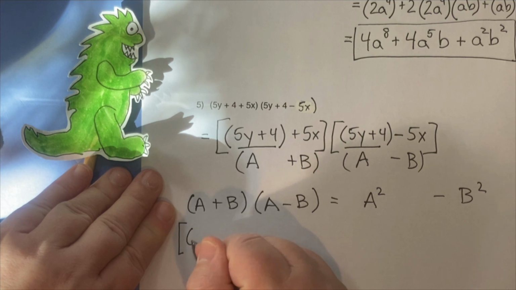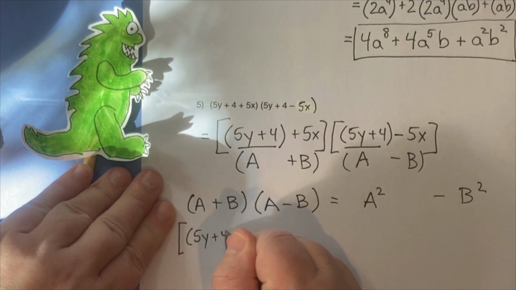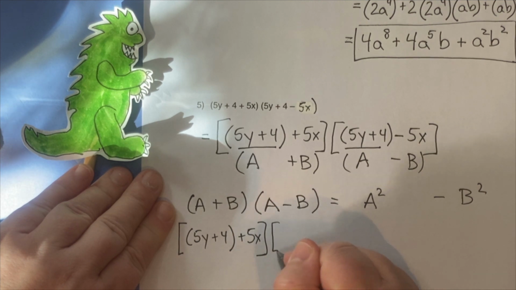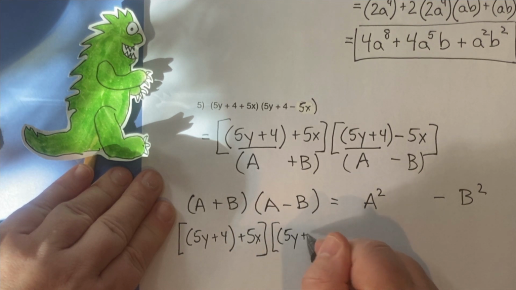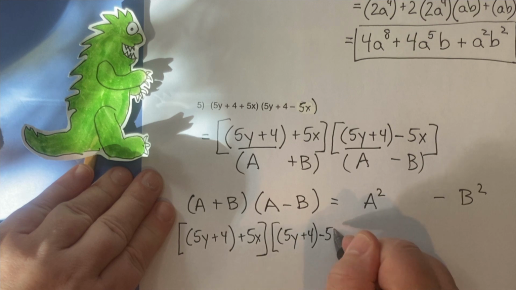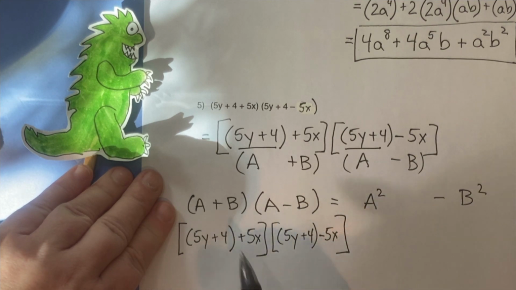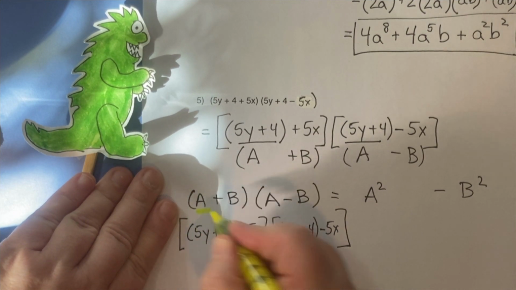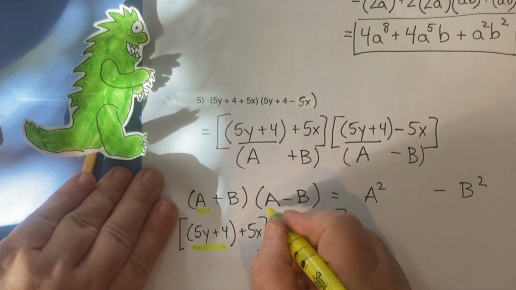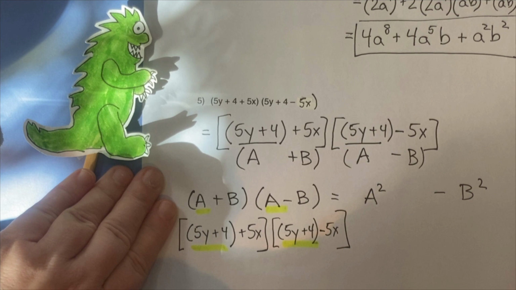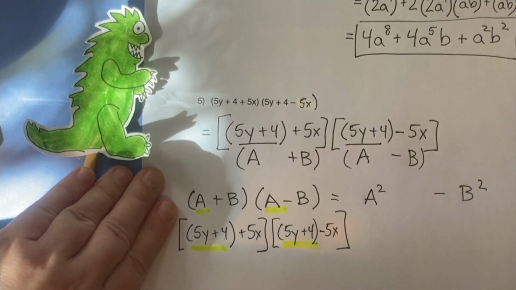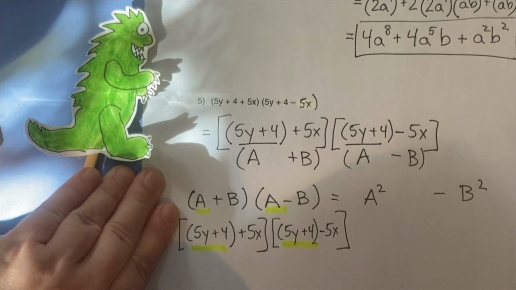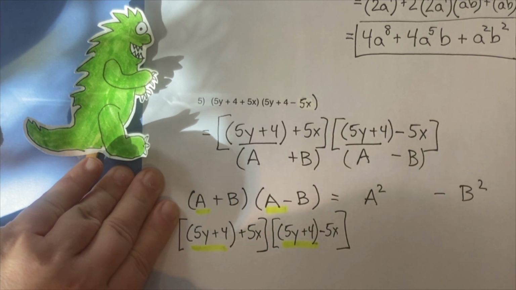So I've got 5y plus 4 plus 5x times 5y plus 4 minus 5x. So the a here is this 5y plus 4. And I hear you already. You're like, are you just allowed to group stuff like that? And the answer is yes. Sure, you are.